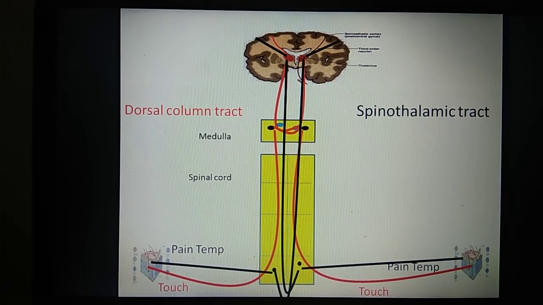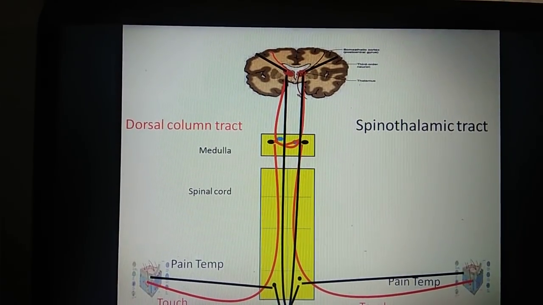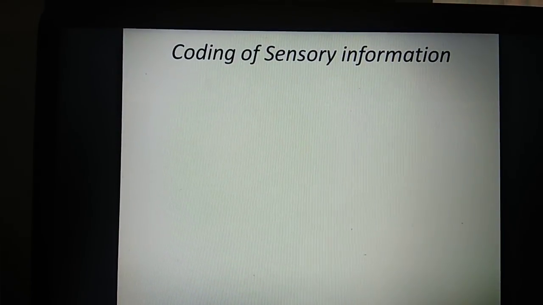That is the first question: what is the sensation? Second, from which part of the body is it arising? Third, how much is the intensity? So everywhere it is actually an action potential coming. Action potential is the language of the CNS, but the brain needs to interpret this action potential in terms of whether it is touch, pain or temperature; second, from which part of the body it is coming, that is localization; third, how much is the intensity. This is basically called coding of sensory information.